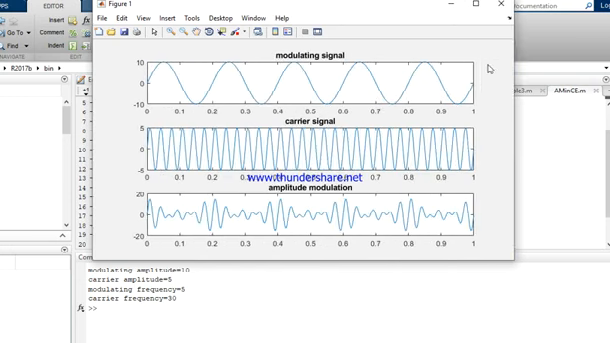Now in this final output, we observe the subplot command. Why are we using it? Because we want the modulating signal in the first position, then in the second position the carrier signal, and in the third position the amplitude modulation. So this is the approximate amplitude modulation waveform, visible on the screen: modulating signal, then carrier signal, then amplitude modulation.